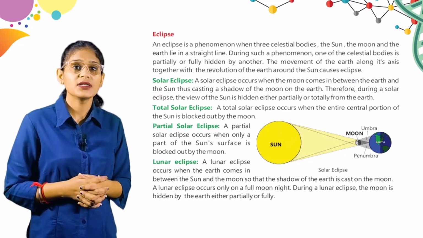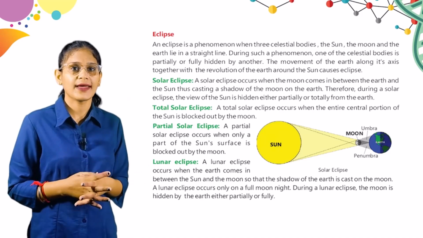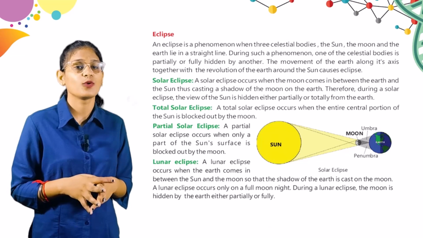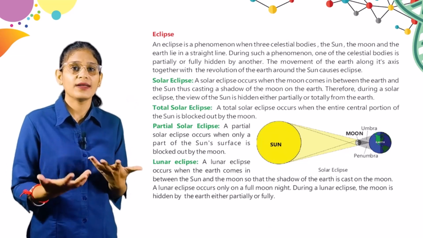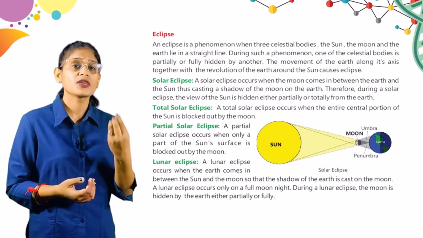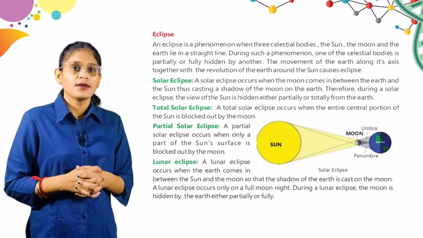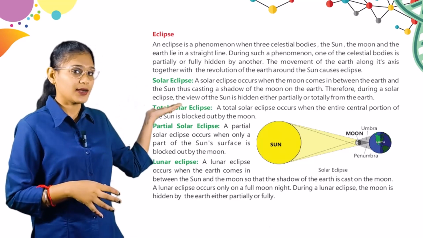Second we have partial solar eclipse. A partial solar eclipse occurs when only a part of the sun's surface is blocked out by the moon. दैट मीन्स पार्शियल कब होगा? जब आपका मून जो है वो कुछ ही पार्ट को सन के जो है हाइड करता है. दैट इज पार्शियल. नाउ वी हैव लूनर एक्लिप्स.